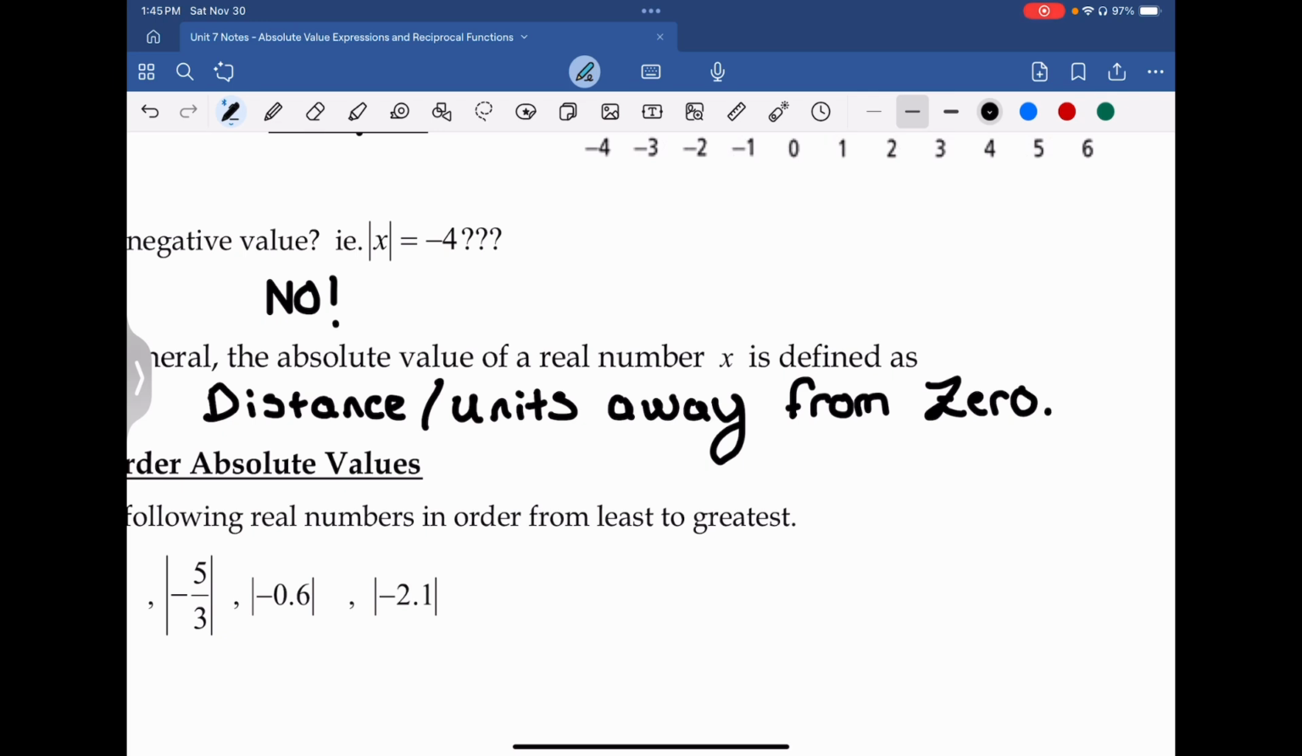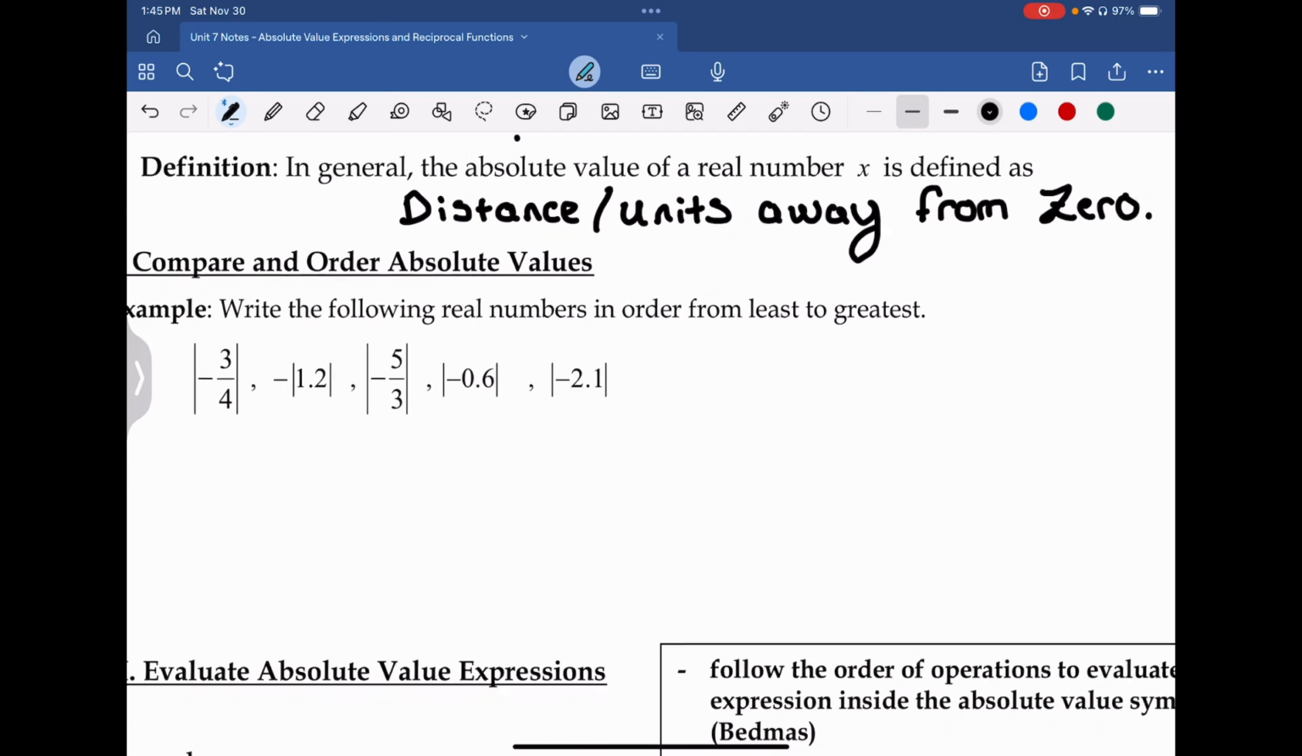Perfect. And then eventually we'll expand this definition and say, well, not only is it the distance or units away from 0, but maybe it's the absolute distance between any 2 points, regardless of if they're 7 to -2 or whatever it might be. Now, let's consider the following.